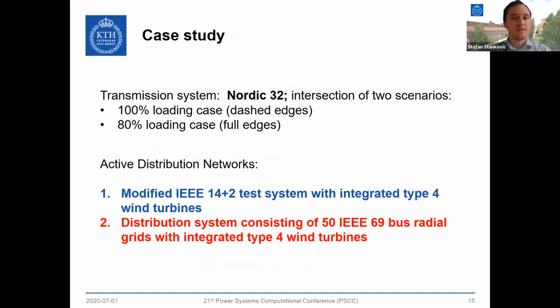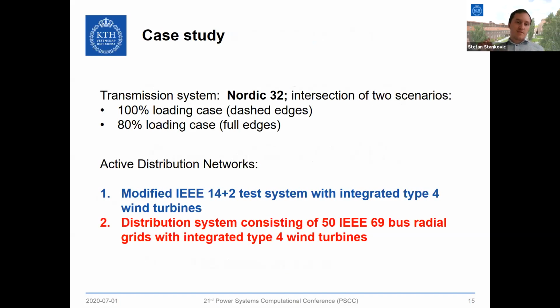For our case study, we used the Nordic 32 as a transmission system, and we found the TSO desirability surface as the intersection of two scenarios: the 100% loading case of the Nordic 32 operating point A, and also the 80% loading case of the Nordic 32 operating point A.